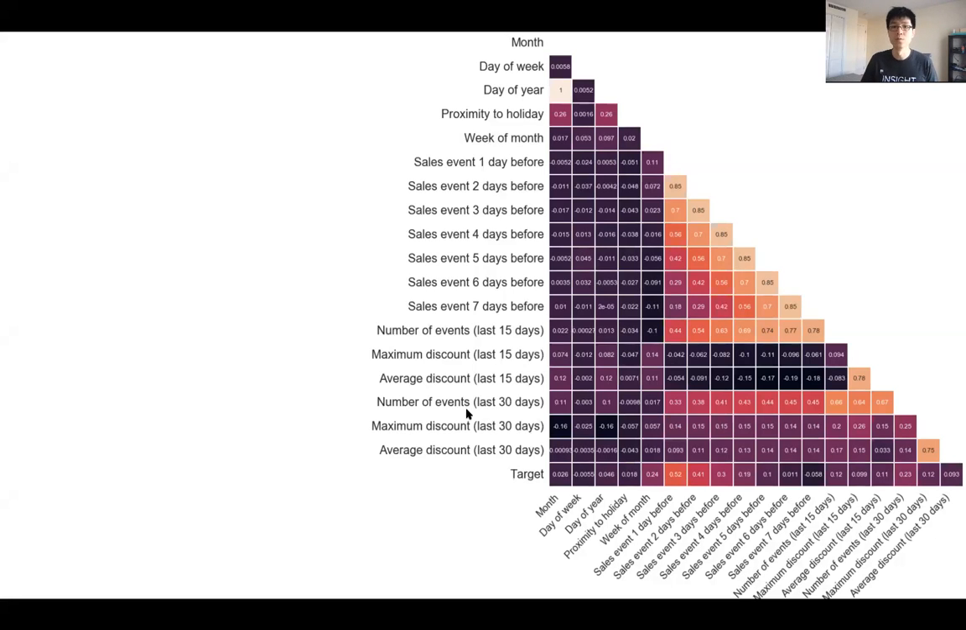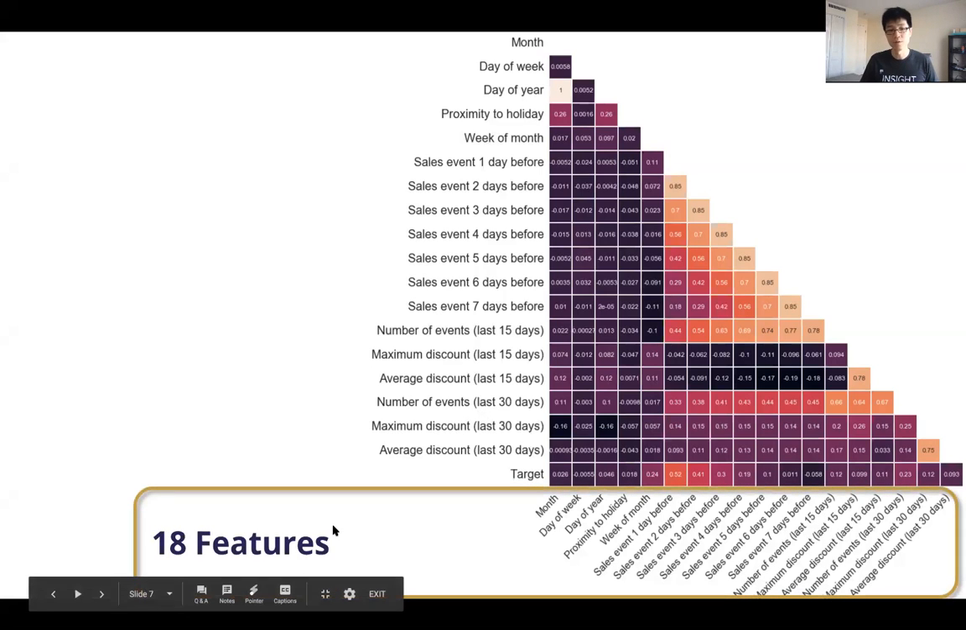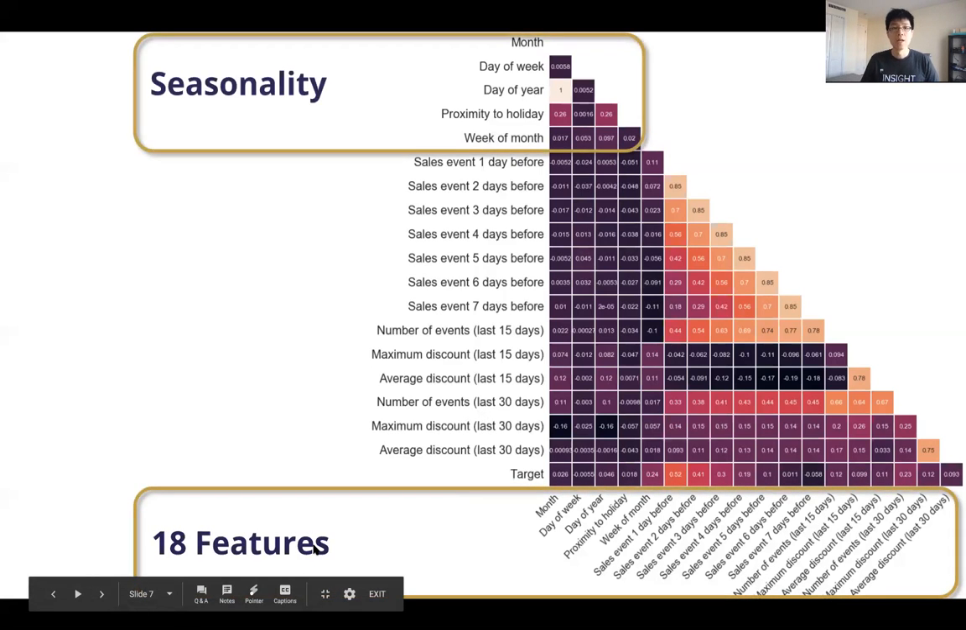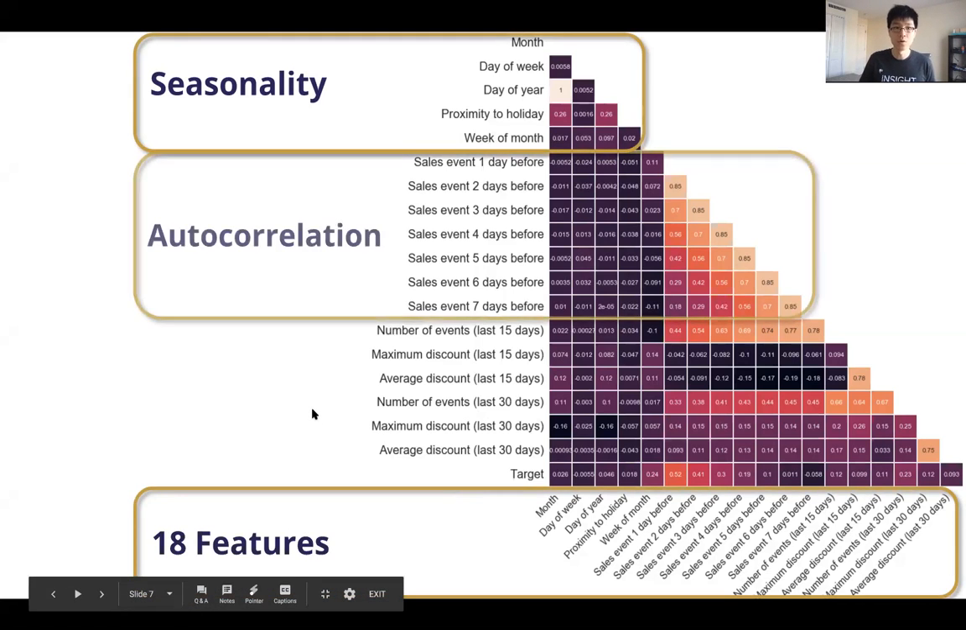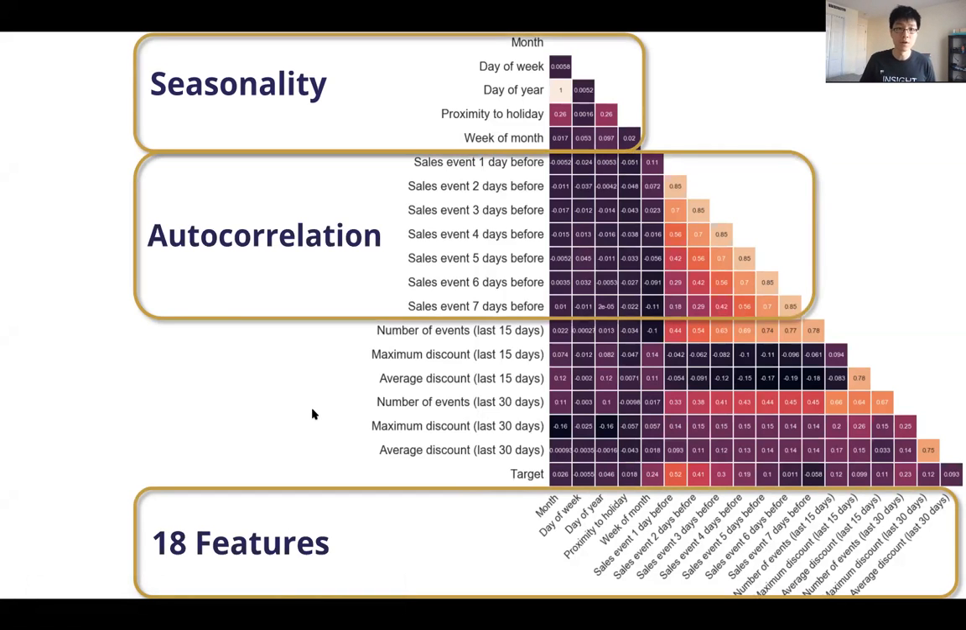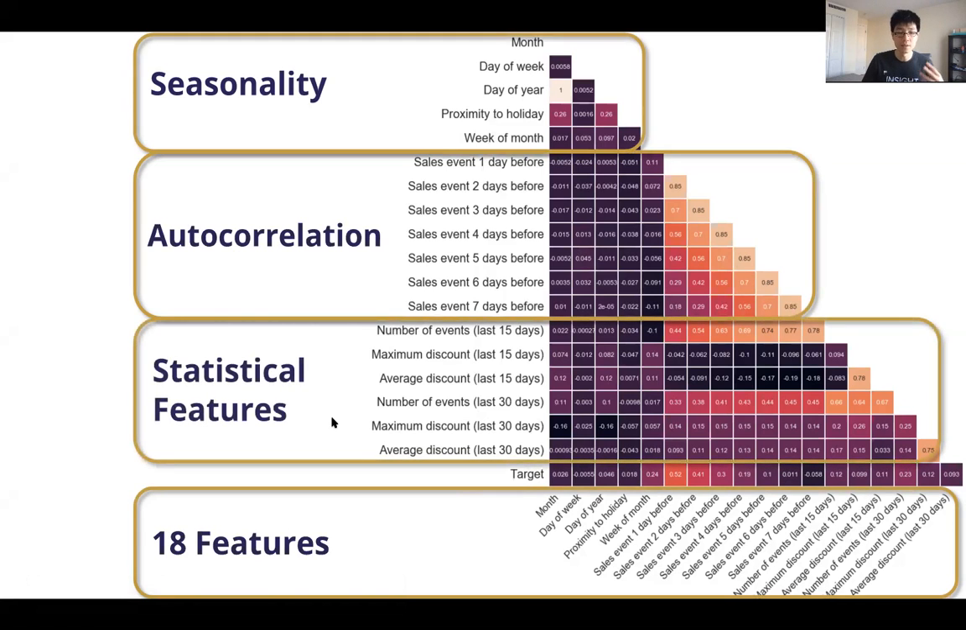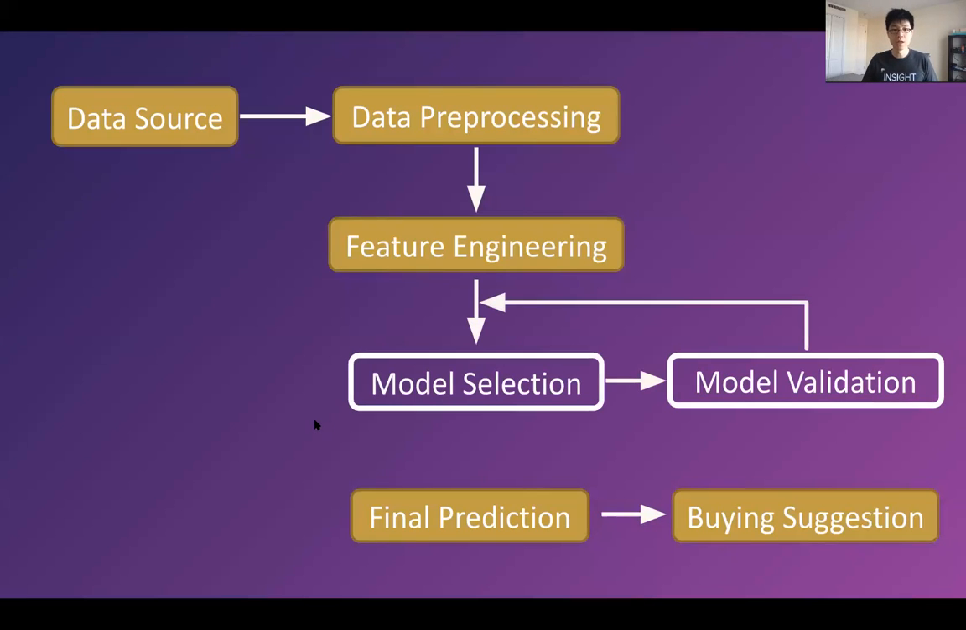Then I need to do feature engineering, because initially the only feature I have is the time they post the deal. So after engineering, I generate 18 new features. I incorporate seasonality into the model, and I incorporate autocorrelations by adding features like sales event 1 day or 2 days before the current date. And also I add statistical features like what is the maximum discount within the last 15 or 30 days. So after feature engineering, I do model selection and model validation.